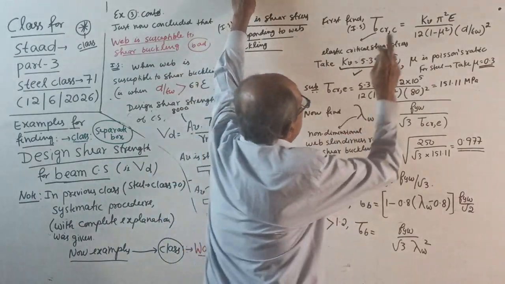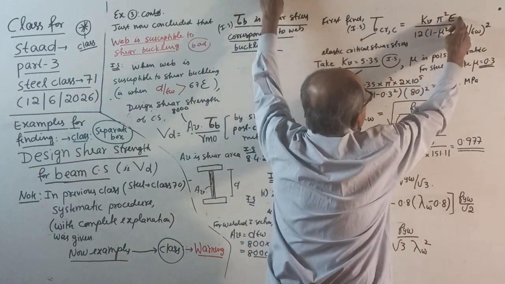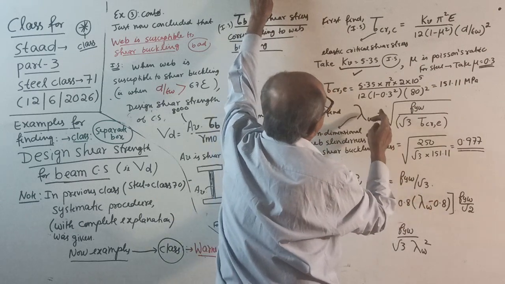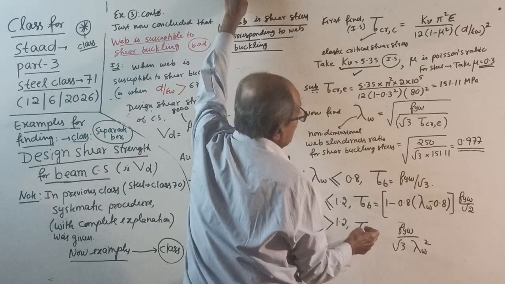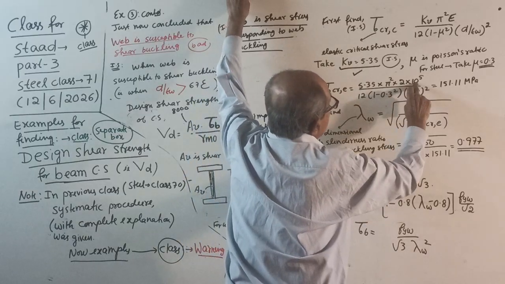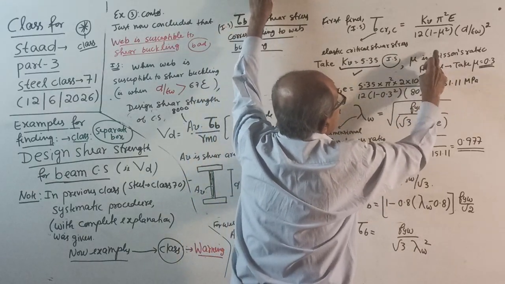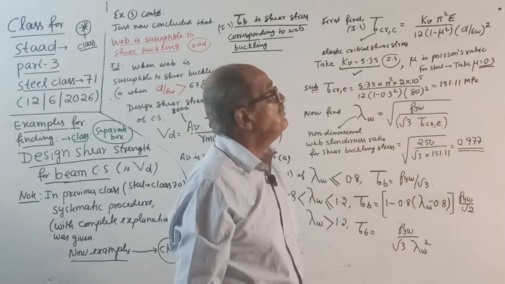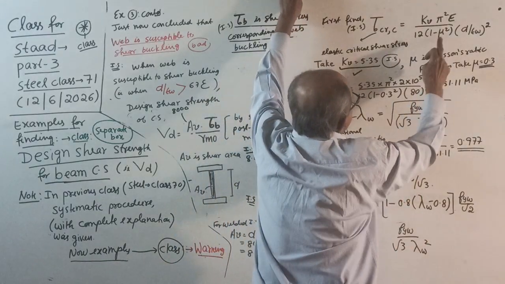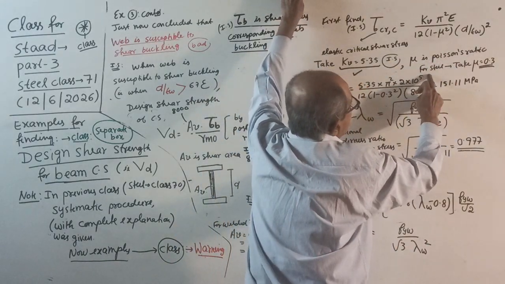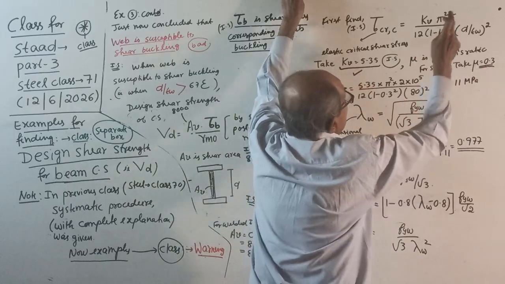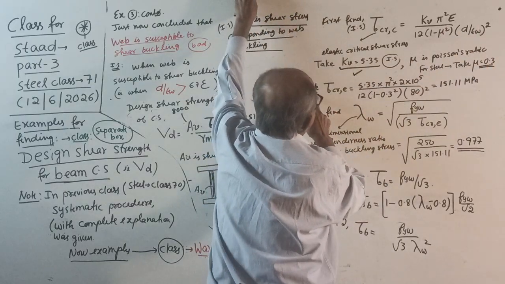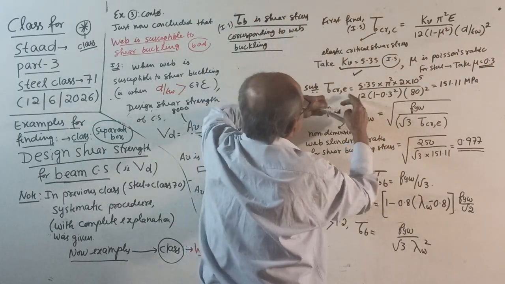Okay, KV over pi square, leave it. E, Young's modulus of steel, you know it. It is a standard value, 2 into 10 to the power 5. We can write here: E for steel is taken as 2 into 10 to the power 5 MPa. Mu is Poisson's ratio. For steel, you can take 0.3. D by tw is already known to you. Substitute tau CR equal to tau CRC.